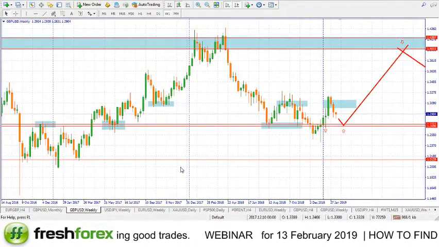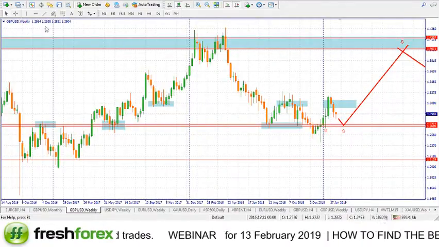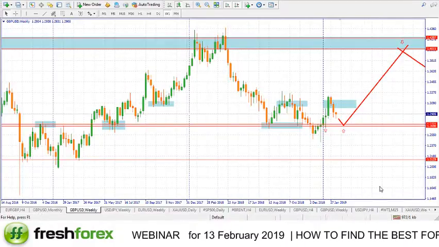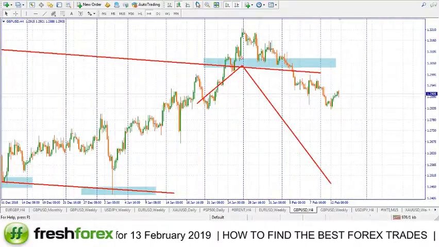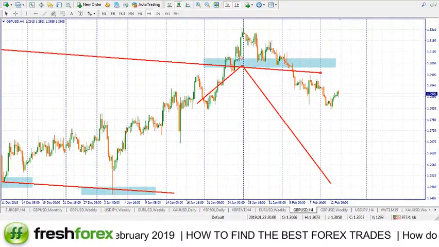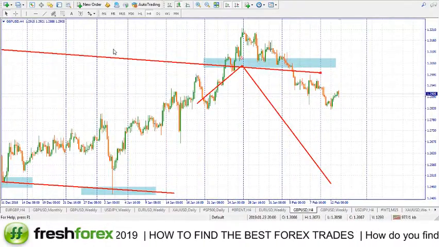We move to the next chart. Sorry, I want to look at this chart from the 4-hour chart to see if there's any good setup. GBP/USD 4-hour. I'm going to remove all these lines on this. They are crowding this chart.